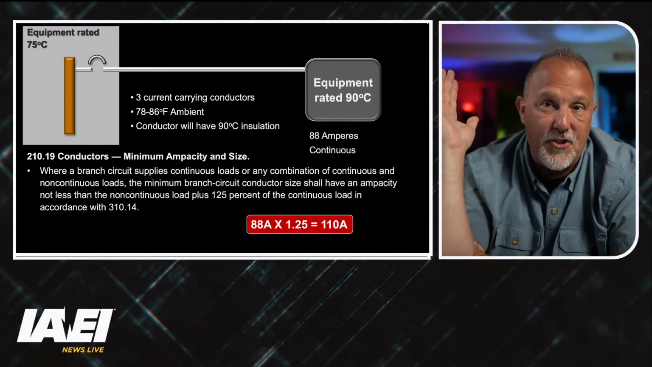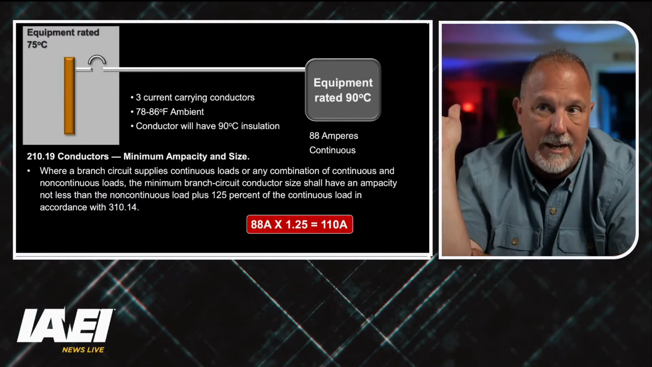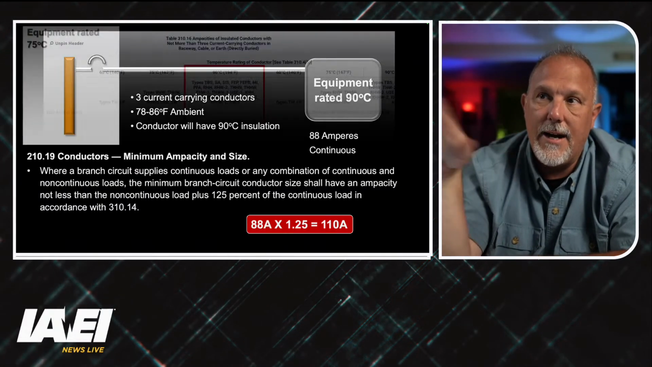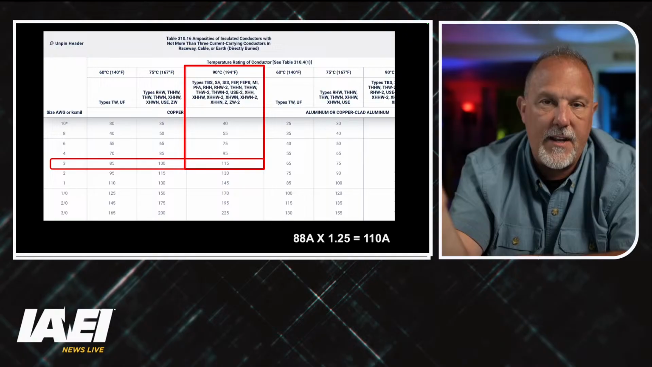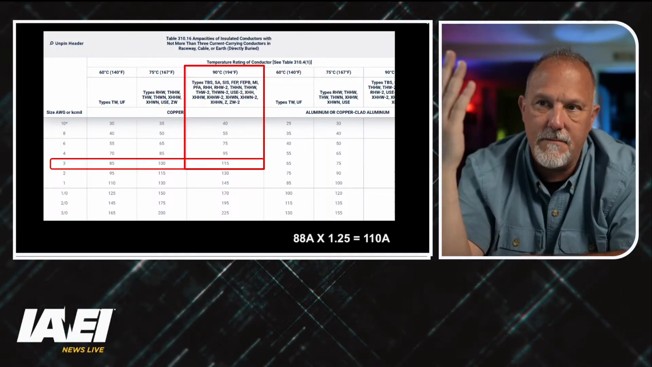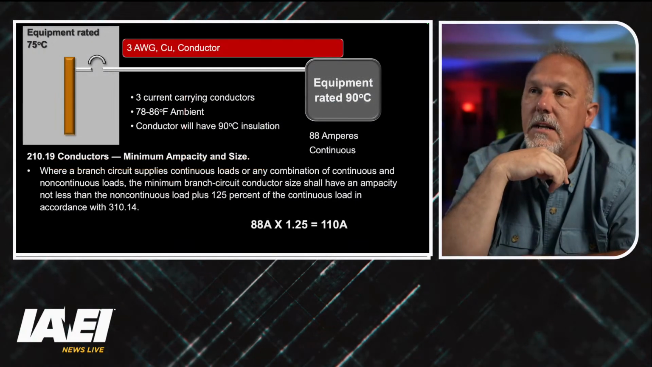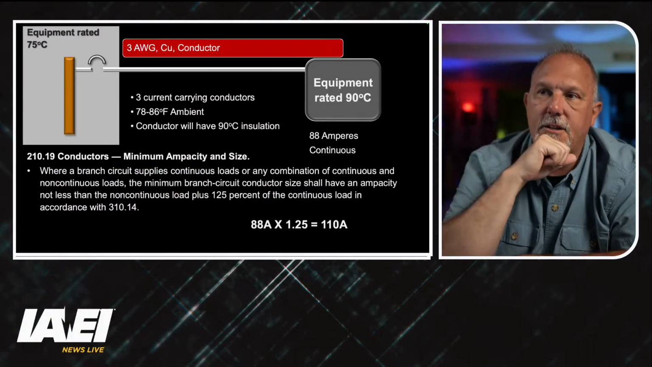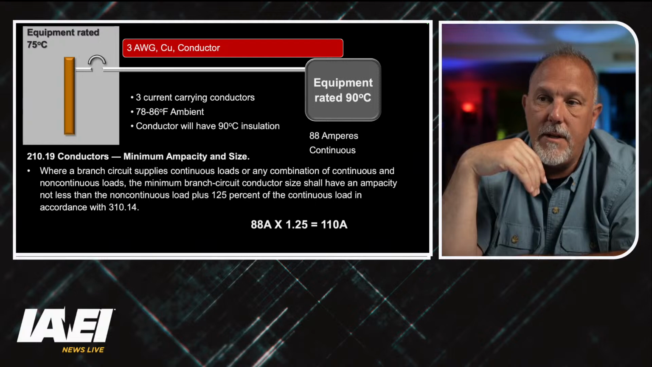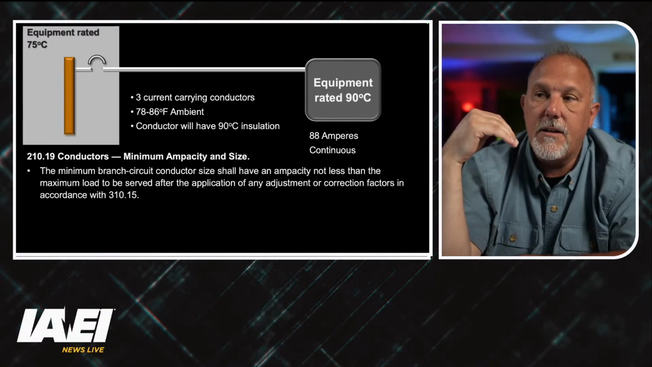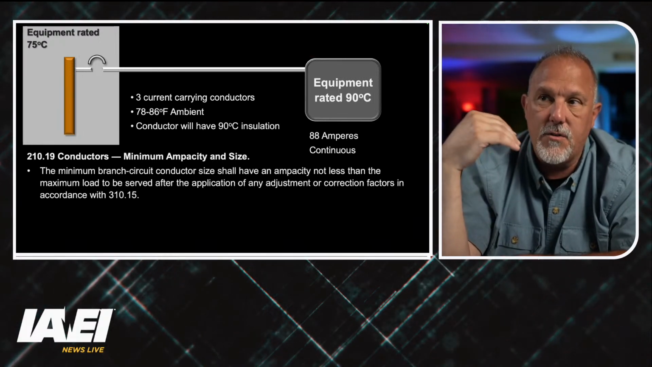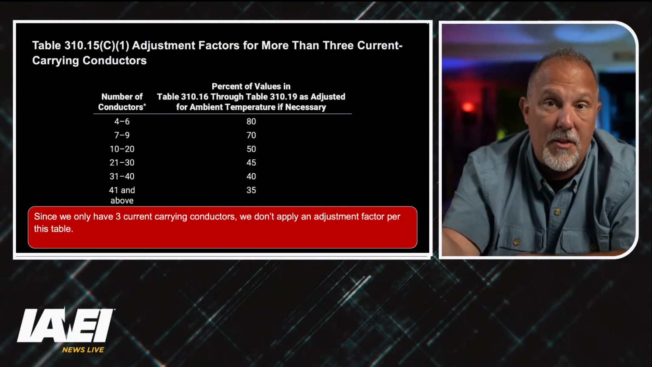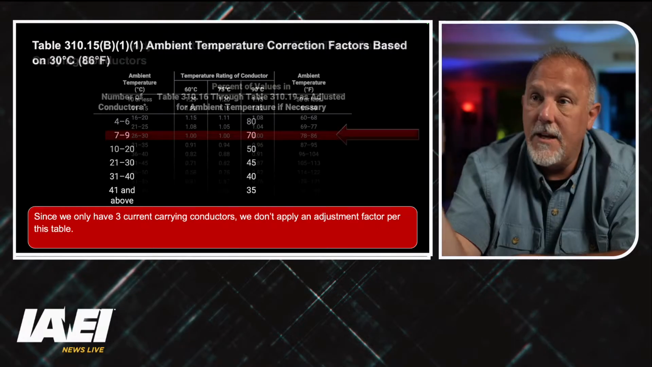This slide doesn't change. 88 times 1.25 is 110 amps. I go to the table, 115, a 3 gauge conductor is good to go. So there I am, a 3 gauge copper conductor. The next step is establishing the conditions of use, which I don't have to apply because I'm at 3 current carrying conductors.